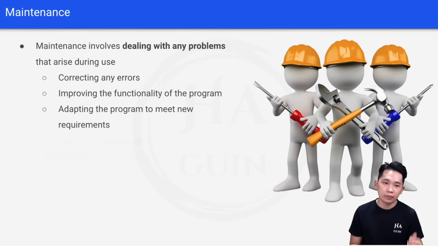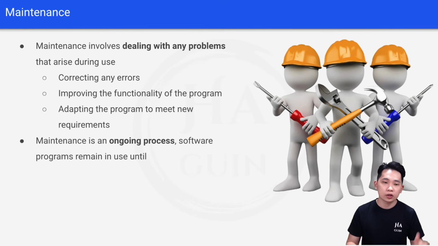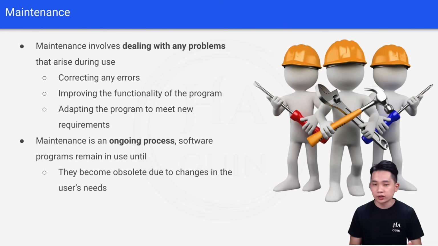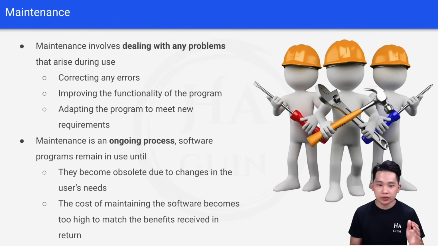Also bear in mind that maintenance is an ongoing process. Software programs remain in use until they become obsolete due to changes in the user's need. For example, user no longer requires this program, or the cost of maintaining the software becomes too high to match the benefits received in return. So it means that the profit that you get from selling the software or the benefits that you provide to the customer is much lower than the maintenance cost. Therefore, you no longer maintain the program.